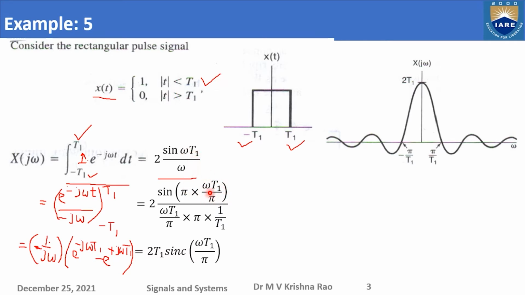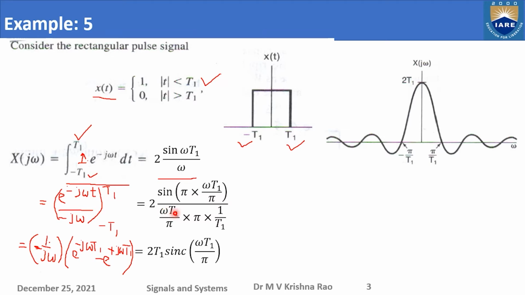So I am multiplying this by pi and dividing by pi. So this is pi theta, this is theta. I can represent it as sine pi theta. So what about theta here? I want theta also here. So here it is omega, 2 is here as it is, and omega is there in the denominator here.